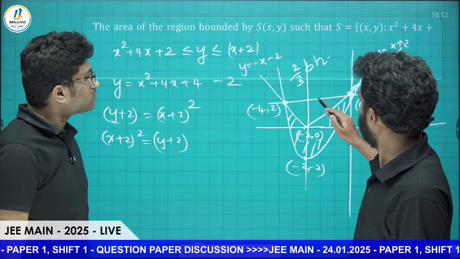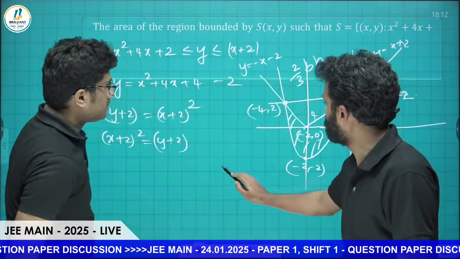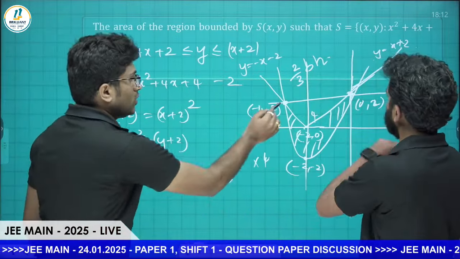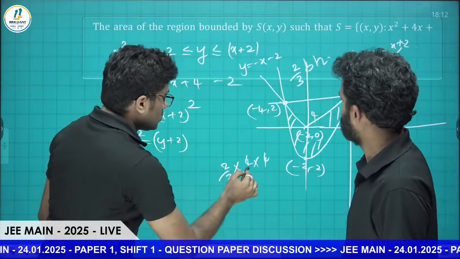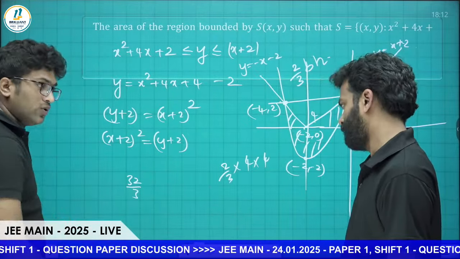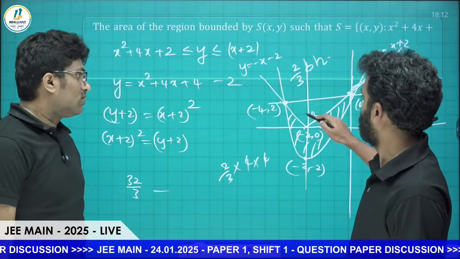Then if you look at this, the height will be what? Minus 2 to 2, 4 height units. So that is 2 by 3 into height, which is 4. And what about the base? From minus 4 to 0, that is 4. So the area of the parabola itself will be 2 by 3 into 4 into 4, which is 32 by 3 square units. Then we can subtract this triangle to get the net area.